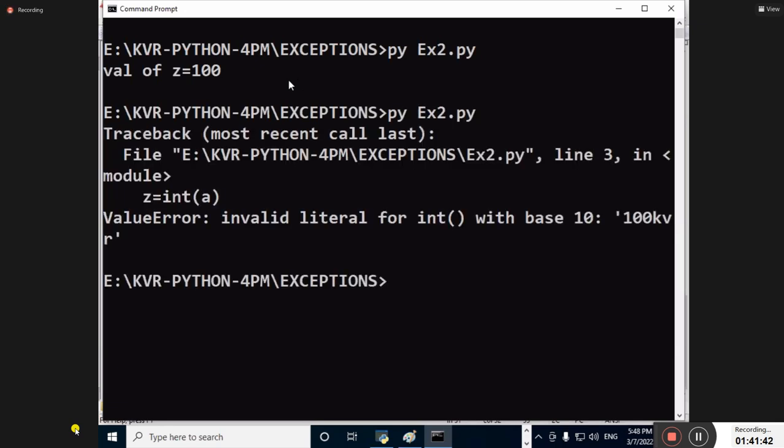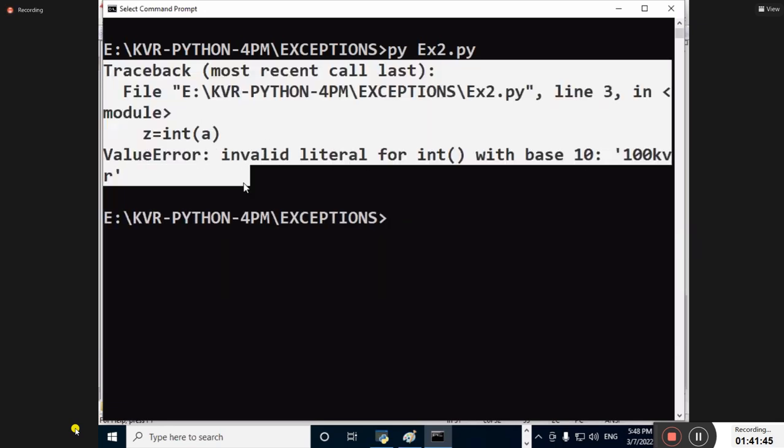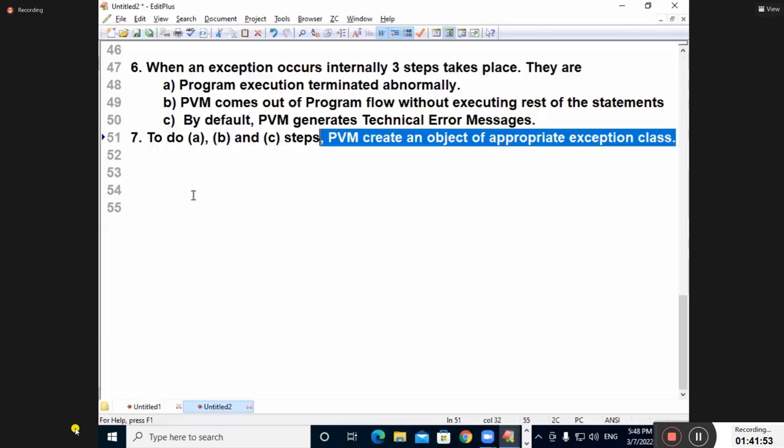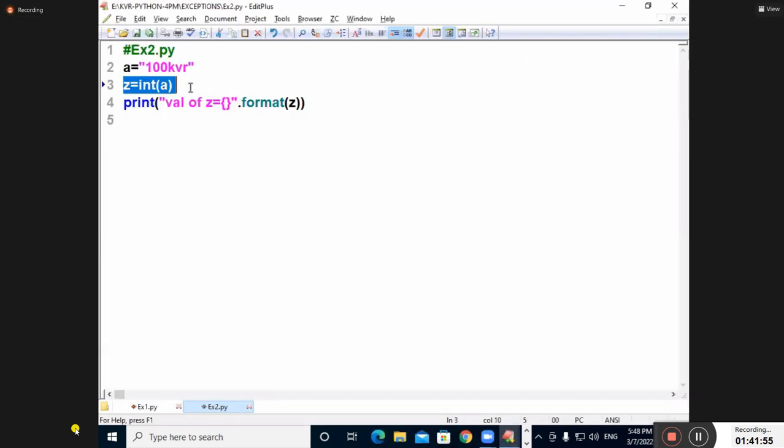Execute. See, my dear students, what is this message called? Technical error message. Which line? What is the error exception name? Very good. Line number 3. See how beautiful the Python language is. Line number 3. Which error? Are you able to convert? No. Invalid format of the number while converting. Which exception? ValueError. Division by 0 problem: which exception? ZeroDivisionError.